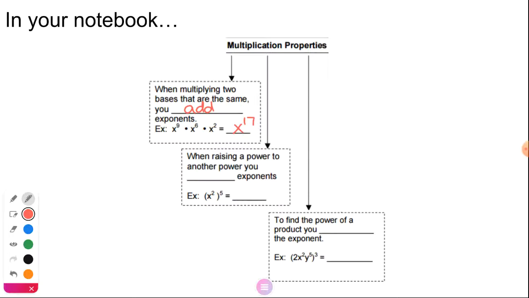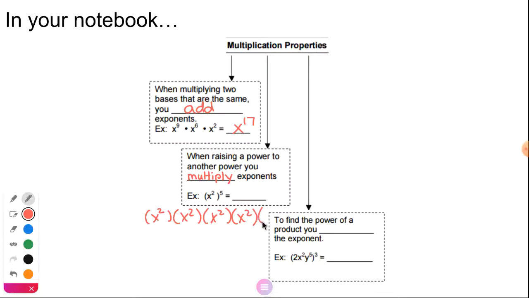The next one, when we have an exponent that's being raised from a power to another power, we are going to multiply our exponents. So in other words, I have x squared, but I have 5 groups of x squared. Okay, so I'm going to have x squared, and then another x squared, and then another x squared, and I have that 5 times. So x squared times x squared times x squared times x squared.